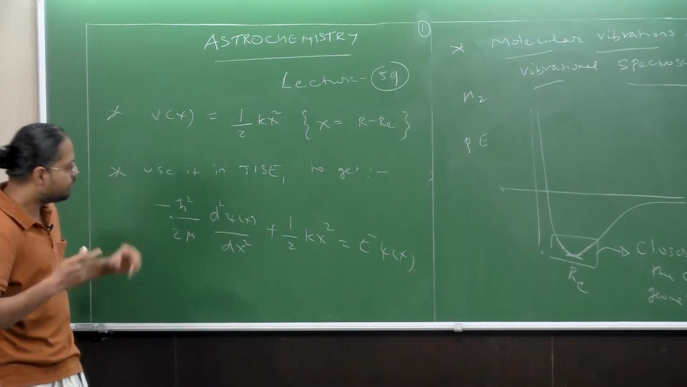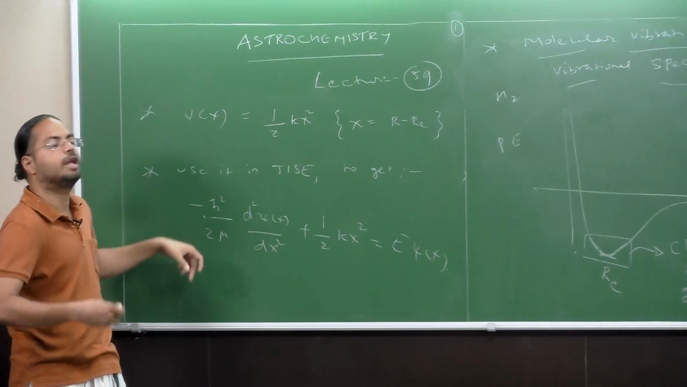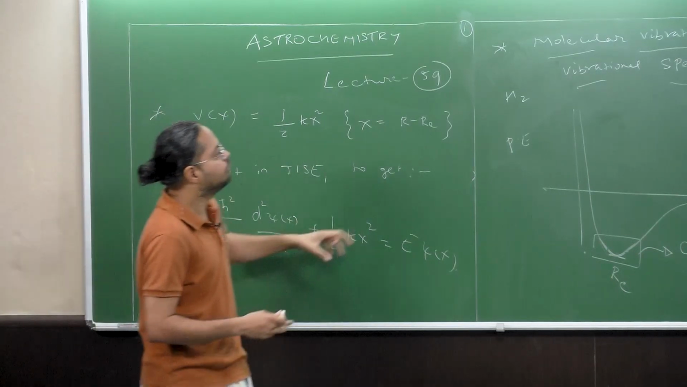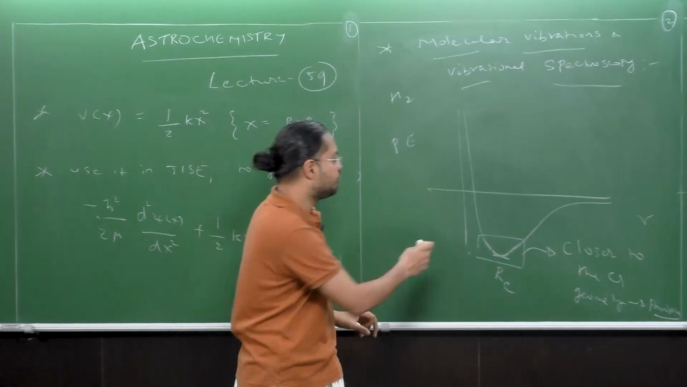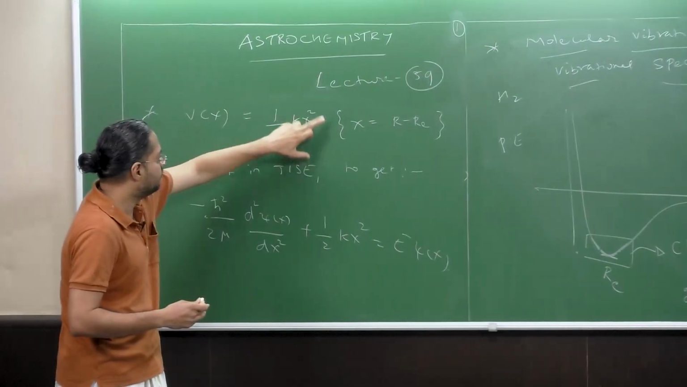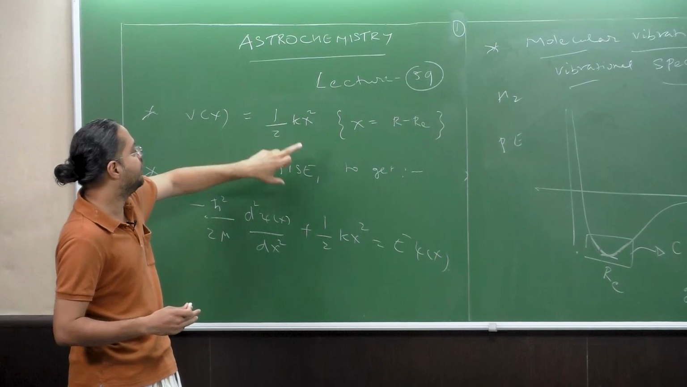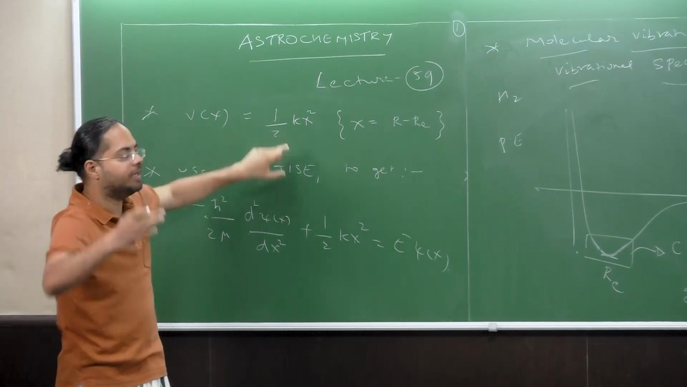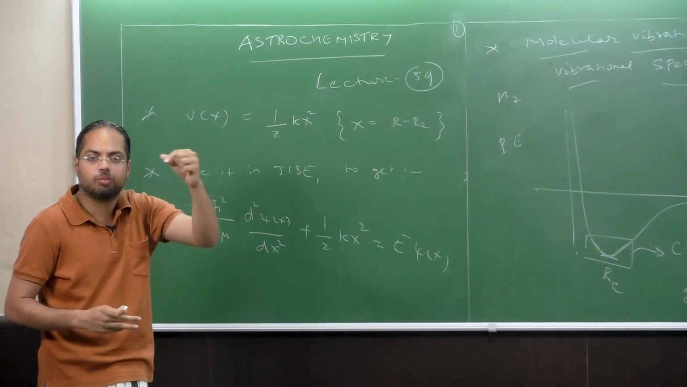I'm not going to solve this equation. I'm just telling you how to set up the time-independent Schrodinger equation to model molecular vibrations. Closer to the equilibrium, we can assume a parabolic potential form, V of x equals half kx square. It's also analogous to the classical mechanics case of simple harmonic motion.